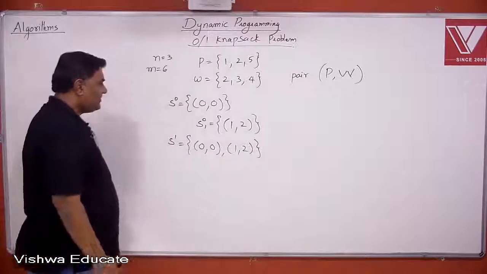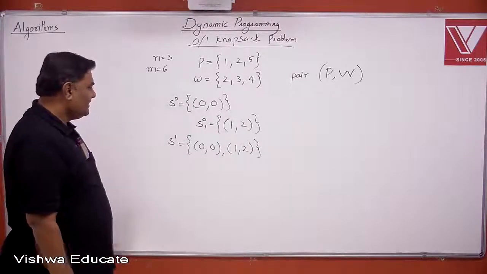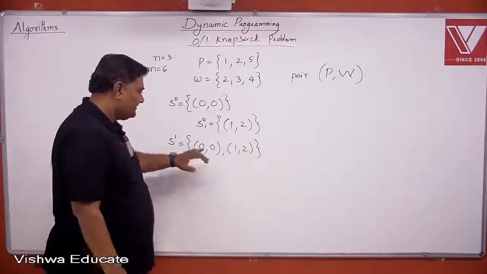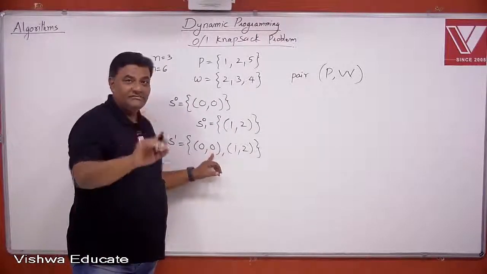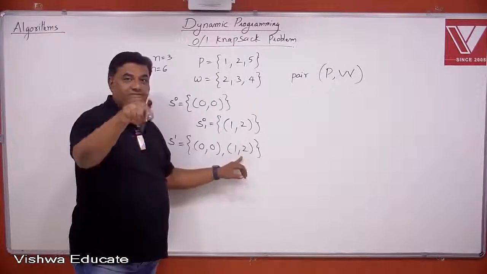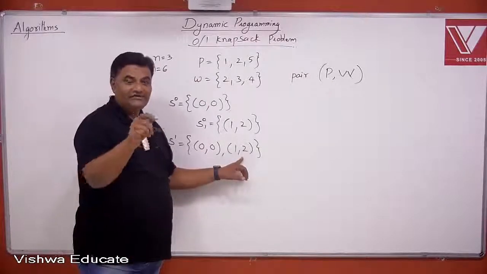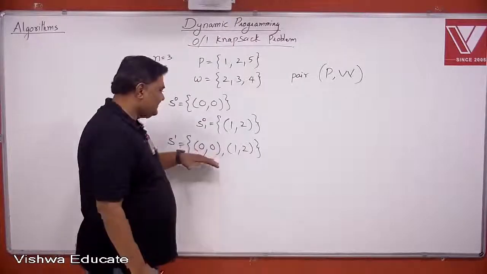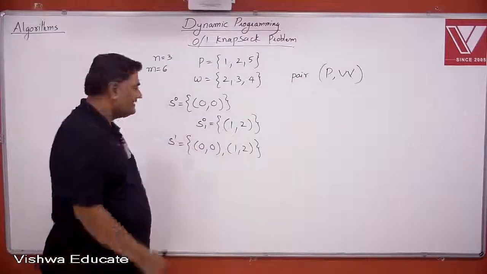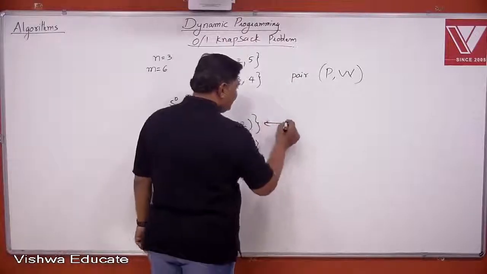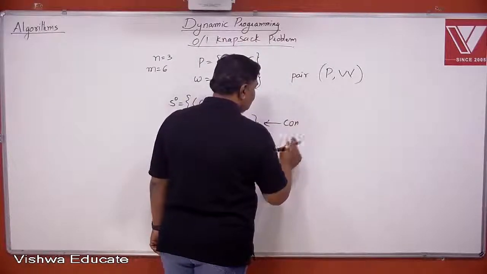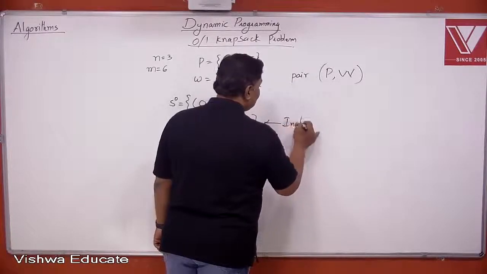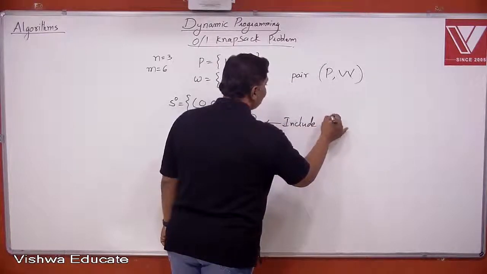Till here I stop and explain. This set is giving 2 ordered pairs. This one means nothing is included in the bag. This one means the first object is included in the bag. That's what I told you, we will try all possibilities. So till here we considered the first object, right? In this set we have included the first object.